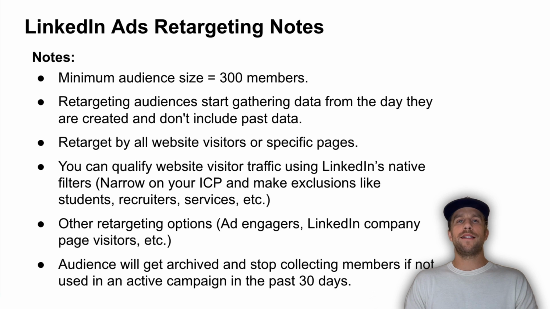An important note is that audiences can get archived and stop collecting data if they're not used in an active campaign in the last 30 days. So if you create your retargeting audiences, but you don't associate them with a campaign, after 30 days, they're going to get archived and stop collecting data. So if your plan is to create a retargeting audience and maybe use it in a few months, you might come back and notice that it got archived and stopped collecting data. There are some workarounds for this. The best one that I have found is to run text ads to your retargeting audience, which have really low click-through rates and don't cost a lot. So you can keep your audiences from getting archived and continue gathering that data.